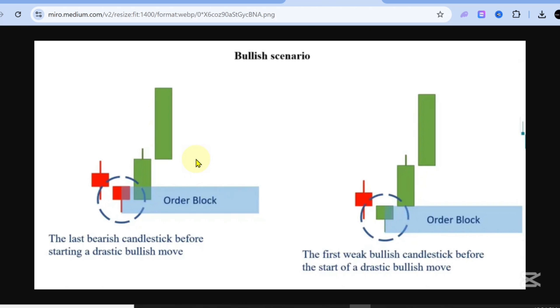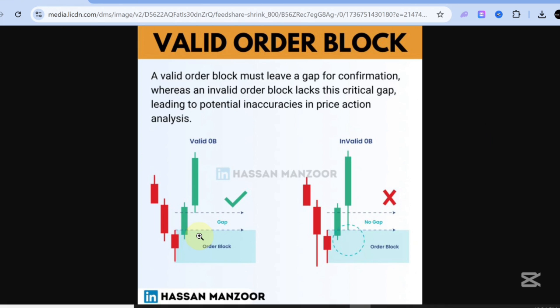So this is what you see where there is a drastic move in the market, where you see a green candle that covers a previous red candle, and then another green candle. You have successfully spotted an order block. Just like I've said, for order blocks you need to spot three candles: a red candle, a green candle that covers the red candle, and another green candle. But not every order block is a valid order block.